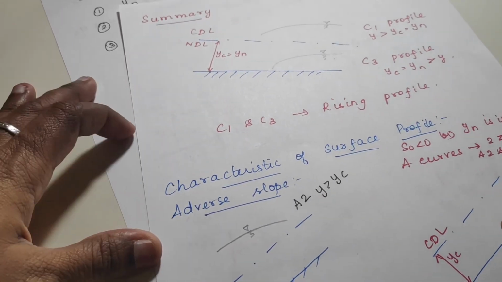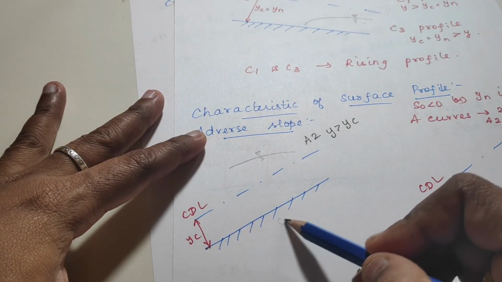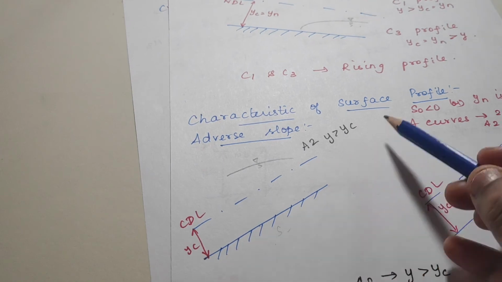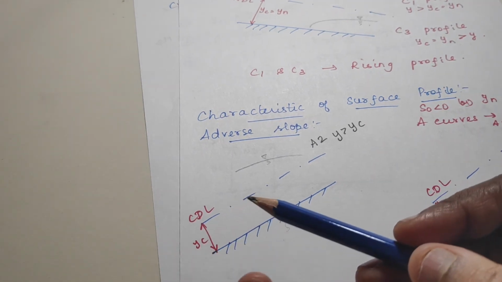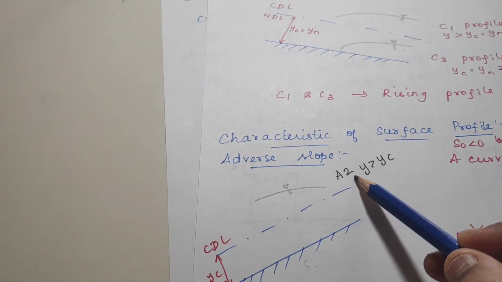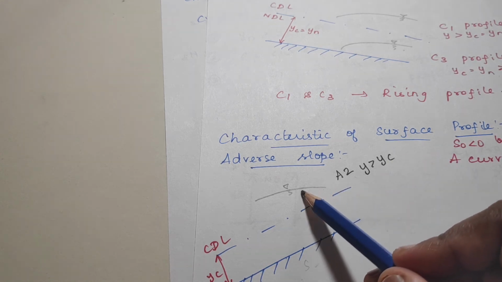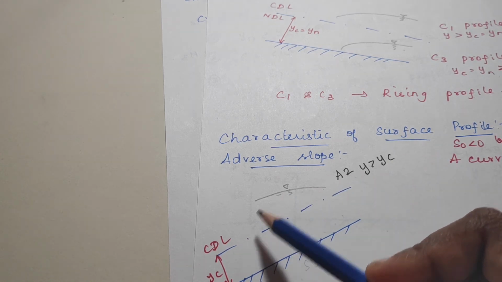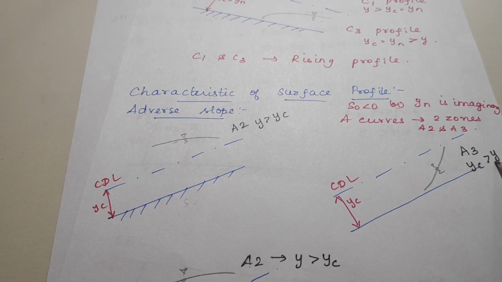And the next one is the adverse slope. For an adverse slope, S0 is negative. So the water is flowing like this, against gravity. Here also we have two zones, 2 and 3. A2 is a falling profile, A3 is a rising profile. So the A2 condition is y is greater than yc, and the A3 condition is yc is greater than y.